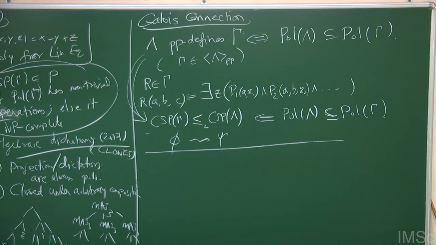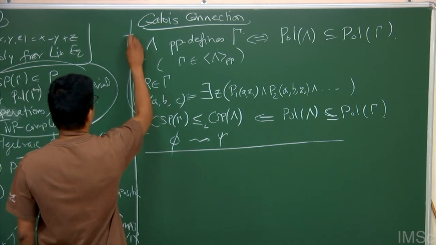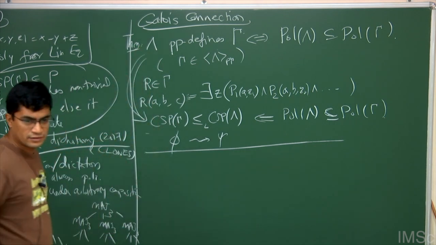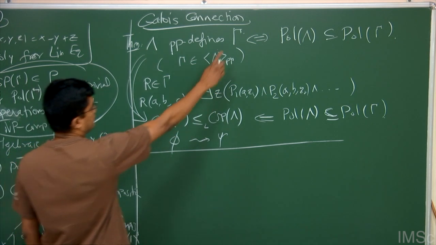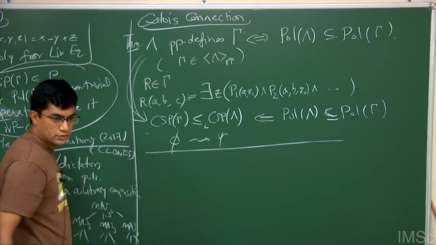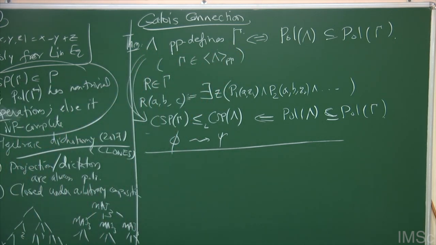So let's try and prove this. So this is a theorem. Any questions about this? PP define simply means that you can express relations in gamma as a conjunction of relations in lambda followed by a projection which throws out the auxiliary variables.